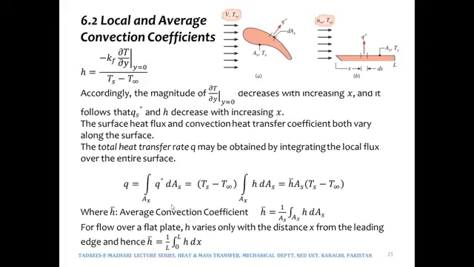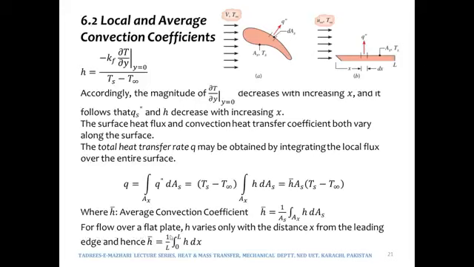So hx is the value of the local heat transfer coefficient, and h bar, which is the average convection coefficient, would be obtained via this expression. It means if you integrate all the values of h over the entire surface, over the entire area, and then divide it by the total area, it would give the average convection coefficient over the entire surface, over the complete surface.